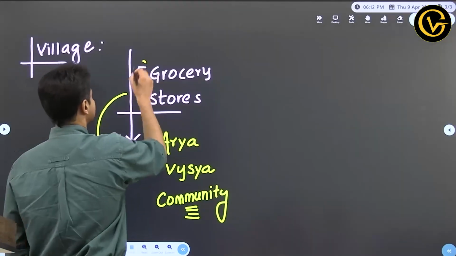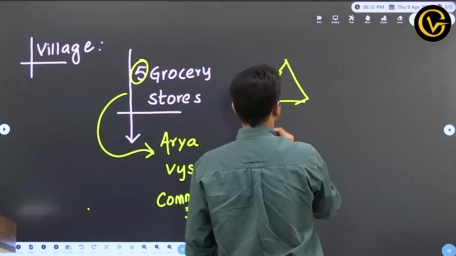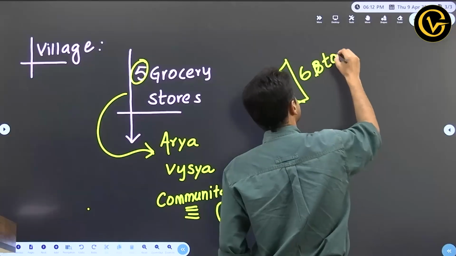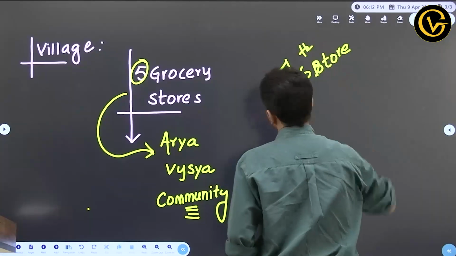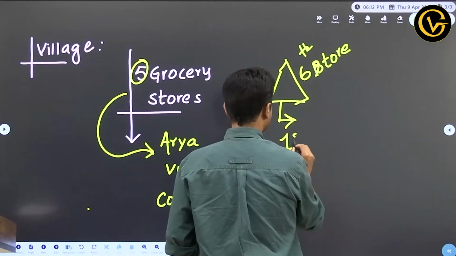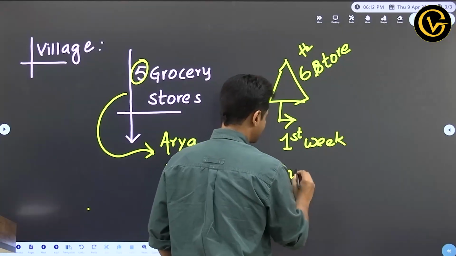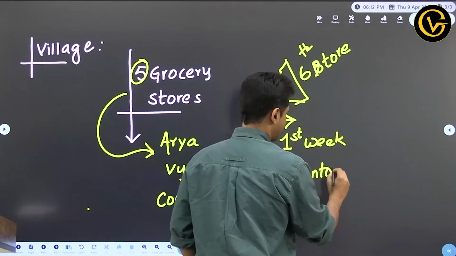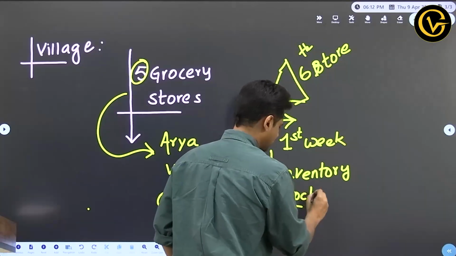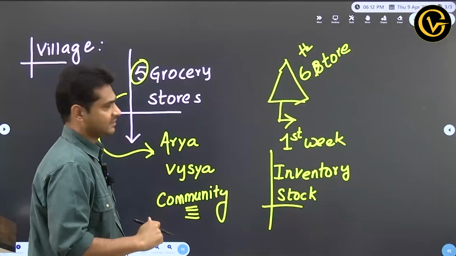And what did I say? There are 5 grocery stores. And let's say one young Arya Vaisya boy wants to open a 6th store. Now tell me, for some reason, in the very first week itself, this young boy does not know how to manage inventory. Inventory means nothing but stock. Because he is new to business, he does not know how to maintain stock, how much groceries to keep, like that.